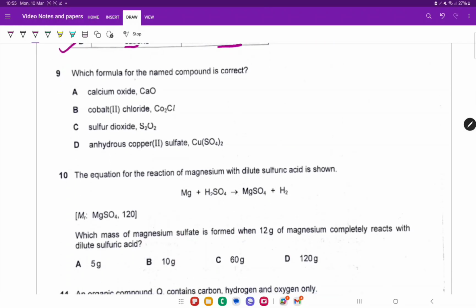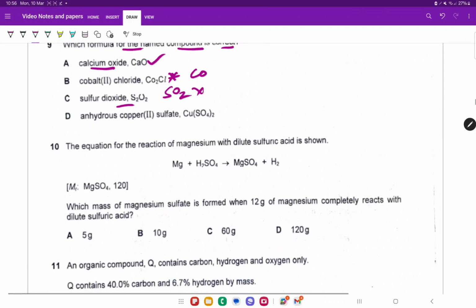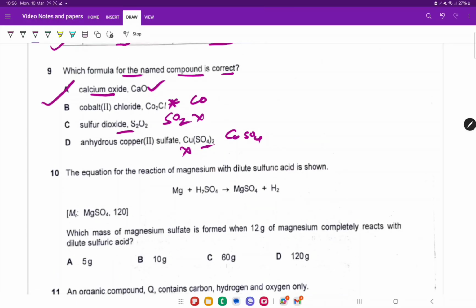Which formula for the named compound is correct? Calcium oxide, yes, it's CaO. Cobalt chloride, no, it is CoCl2, so it's wrong. Sulfur dioxide is SO2, wrong. And anhydrous copper sulfate, CuSO4, again wrong. The answer is calcium oxide, which is A, the correct answer.